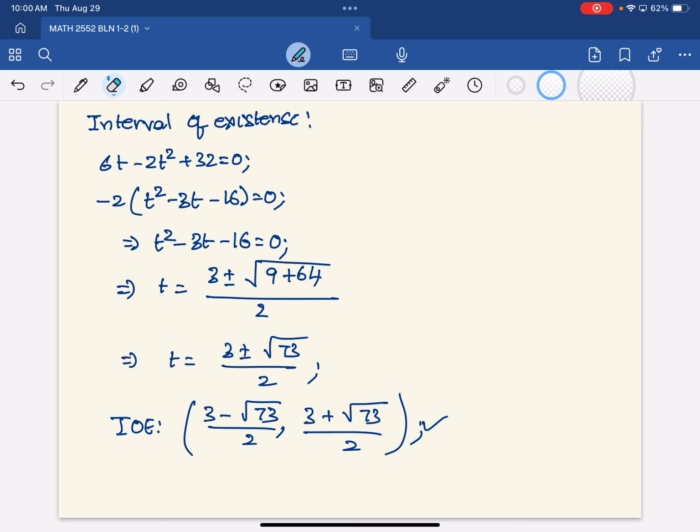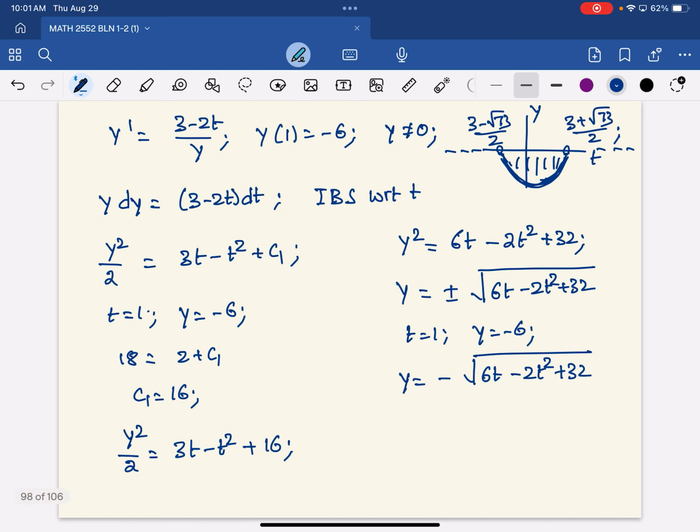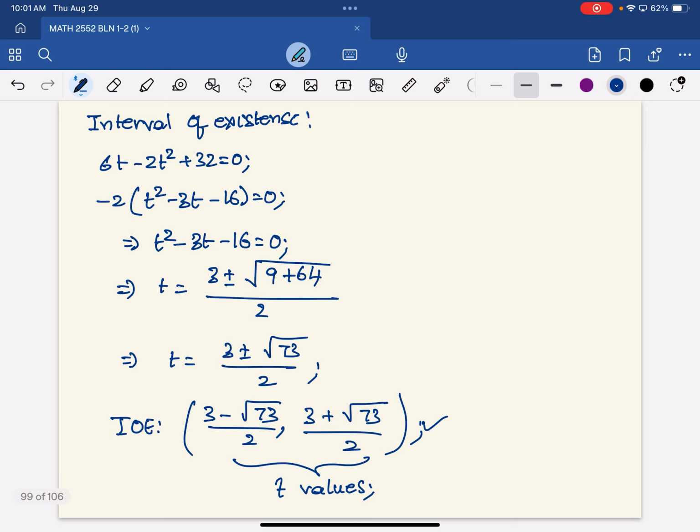Make sense? Would that interval include 0? Yes, t is 0. Remember that, these are the t values, not the y values. Right? So what did I do? This part is solving the first order nonlinear problem using variable separable, getting the explicit solution, but the interval of existence is this tiny interval around the initial value. Do you all agree with me on that? All clear?